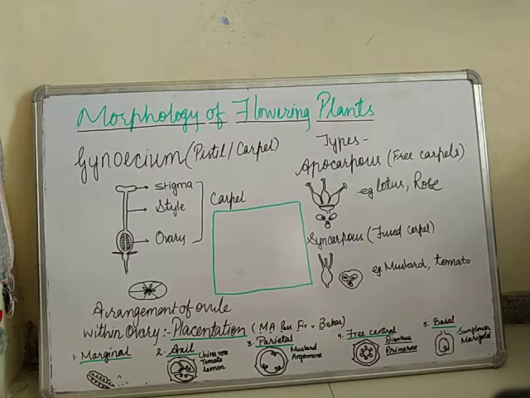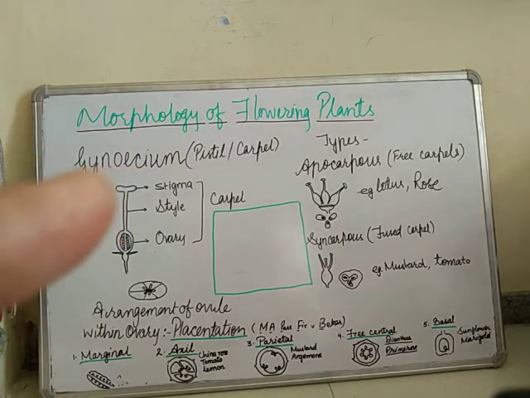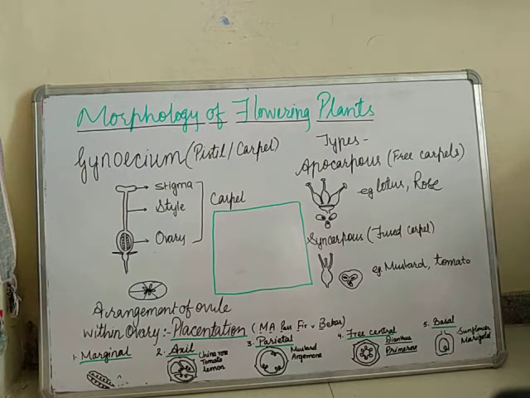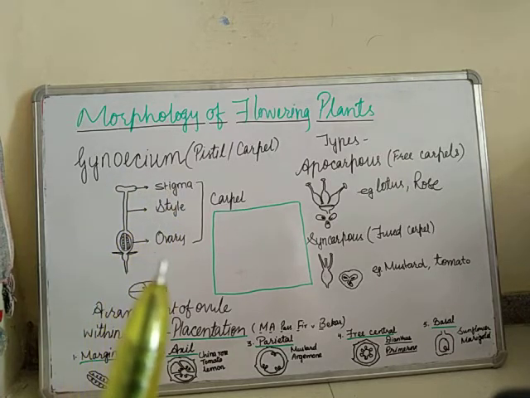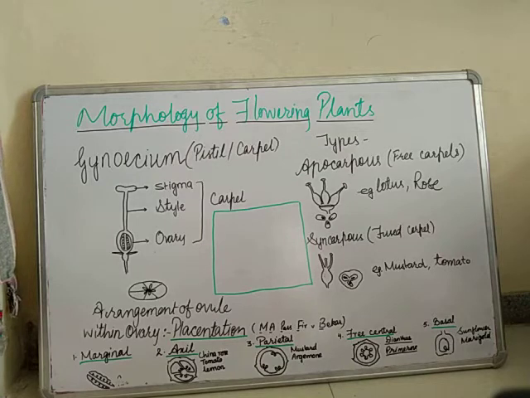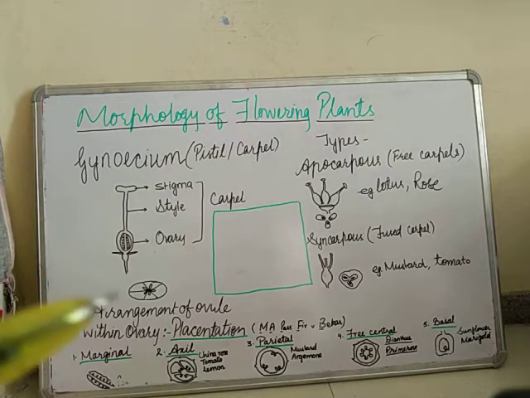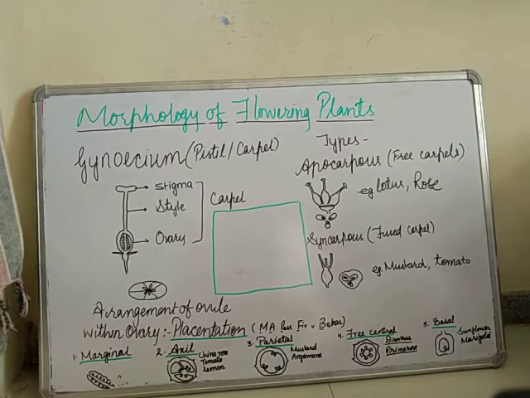Above the style is the stigma, you can see the stigma. So you can see the three parts that make the gynoecium, or we can say the pistil or the carpel: the stigma, style and ovary. The stigma is usually at the tip of the style and is the receptive surface for the pollen grain. That means the pollen grains land on the stigma.